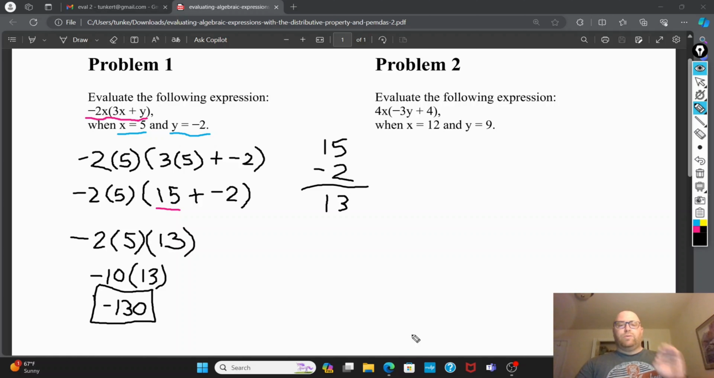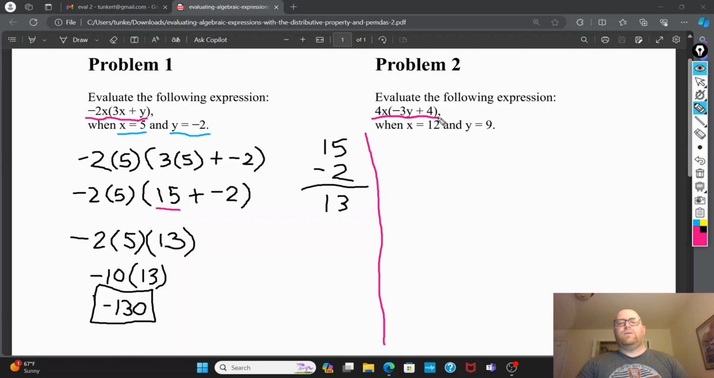So I'm going to do 1 and 2 with PEMDAS, and then 3 and 4 we will do evaluating with the distributive property, and then I'll show you 3 and 4 with Desmos as well. Okay, so let's just make a little separator here. We are going to evaluate 4x times, whoa, the line went off a little bit there. Let's try this again.